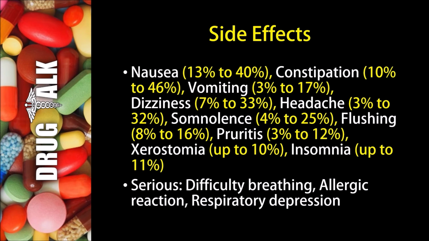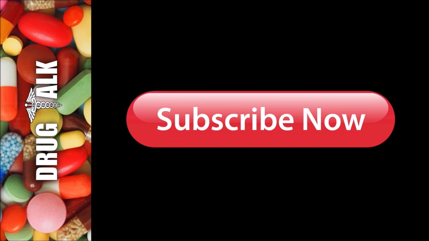A headache comes in at a rate of 3 to 32%, and somnolence comes in between 4 and 25%. 8 to 16% of patients may experience flushing, and 3 to 12% may experience pruritus or itchiness. Xerostomia, or dry mouth, may happen up to 10% of the time, and up to 11% of patients may experience insomnia. Now, some more rare but serious side effects with Tramadol would be difficulty breathing, an allergic reaction, or respiratory depression. That's all we're going to talk about today with Tramadol or Ultram.